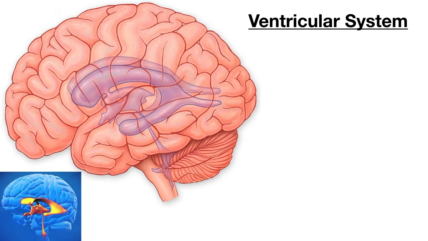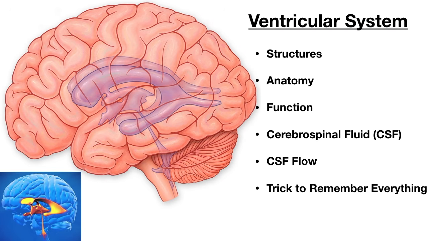In this video, we're going to talk about the ventricular system of the brain. We're going to go over the different structures that make up this system along with their anatomy and function. We're also going to talk about cerebrospinal fluid, or CSF, how it's produced, and how it flows throughout the system.